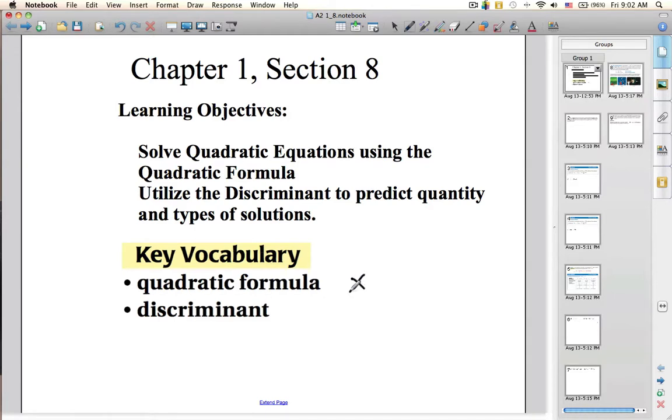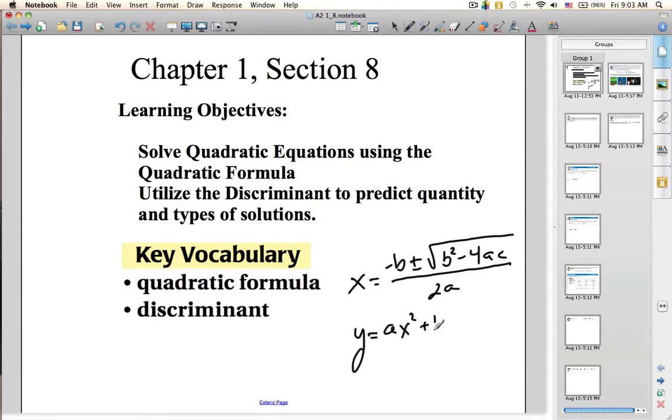So key vocabulary here is the quadratic formula and the discriminant, which is a portion of the quadratic formula. The quadratic formula is x is equal to the opposite of b plus or minus the square root of b squared minus 4ac all over 2a. Remember, the a, b, and c come from standard form of the quadratic function, ax squared plus bx plus c. We plug them into these locations and simplify.